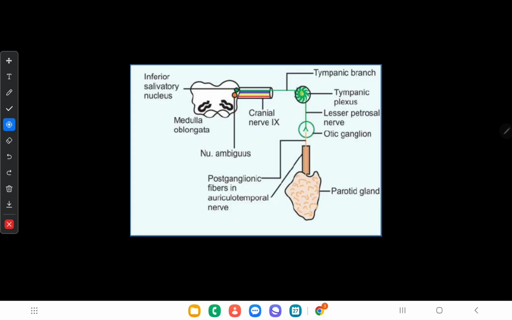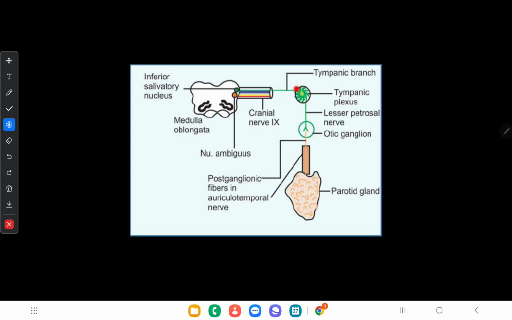You should know the secretomotor innervation of the parotid gland as well. So let's discuss the secretomotor innervation of the parotid gland. The preganglionic parasympathetic fibers take origin in the inferior salivary nucleus. Here you can see the inferior salivary nucleus in the medulla oblongata. They are carried in the glossopharyngeal nerve. That means cranial nerve 9, the glossopharyngeal nerve. These fibers leave the glossopharyngeal nerve in its tympanic branch.